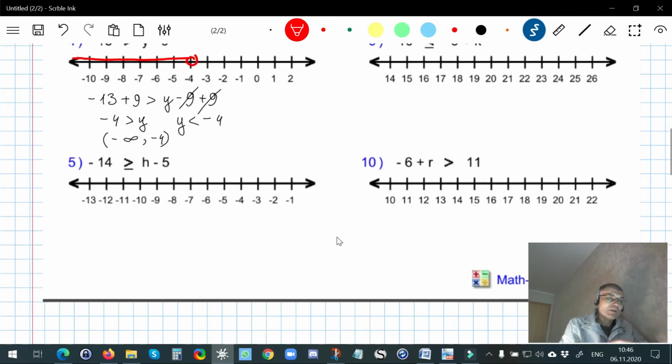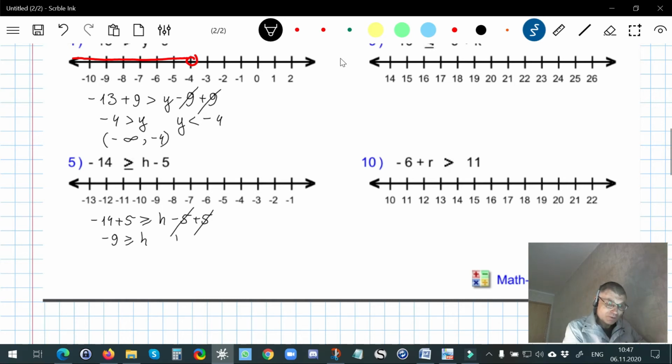So number 5. Again, I'm absolutely sure that you are already ready to do it yourself, but it will be an assignment. And now we want to isolate this h. To do that, we have to add 5 to both sides of the inequality. Negative 14 plus 5, and this time it is greater than or equal to. And h minus 5 plus 5, which cancels 5. And here we go. Negative 9 is greater than or equal to h.